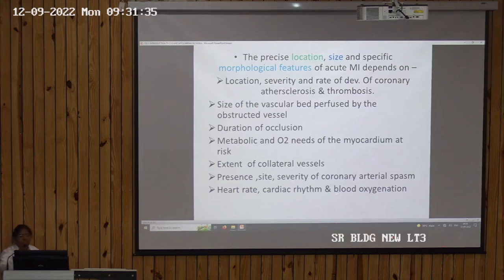Now, the precise location will depend, as I already told you, on the severity, the time, and the needs of the myocardium at that time. Suppose the myocardium is at rest, so the demand will be less, so infarction will be less. But if the patient does exercise while this pathology is happening, the demand is also more, so infarction will occur quicker and it will be more severe.